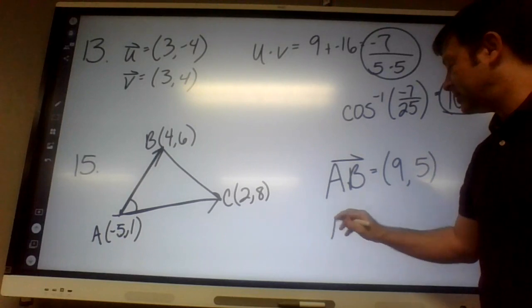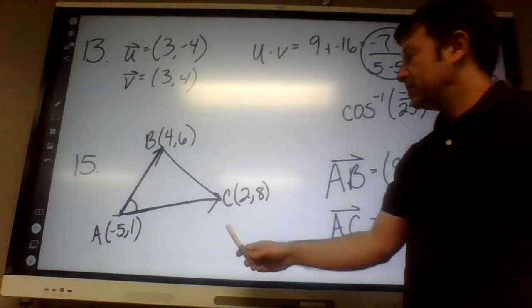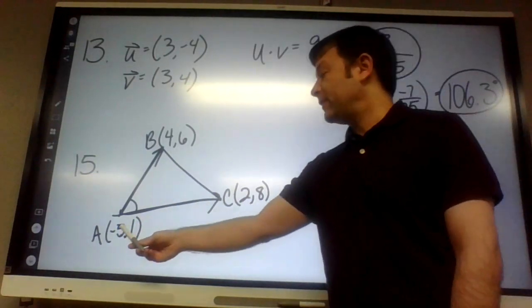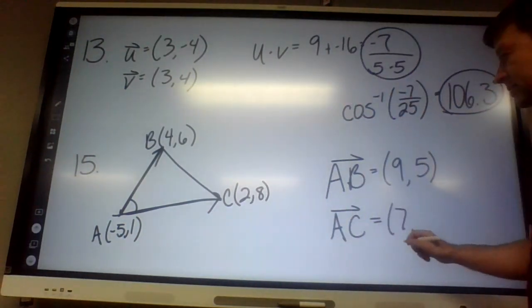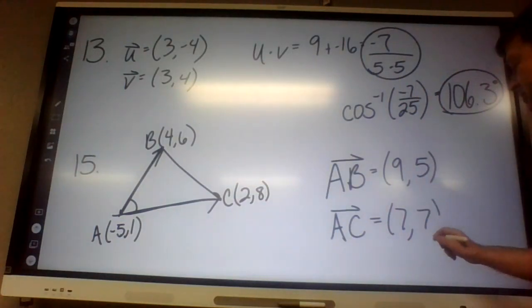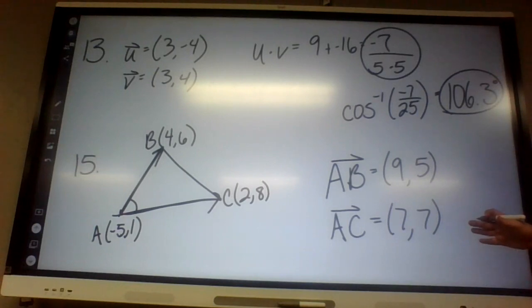Okay, and then vector AC. How far is AC moving in the x direction? From negative 5 to 2, 7, and from 1 to 8, 7. So these are the two vectors we need to find the angle between.